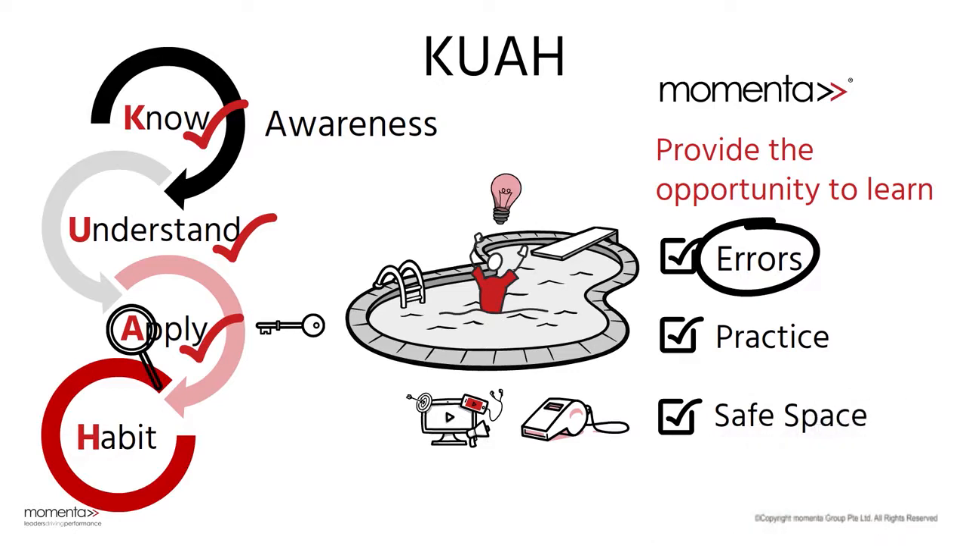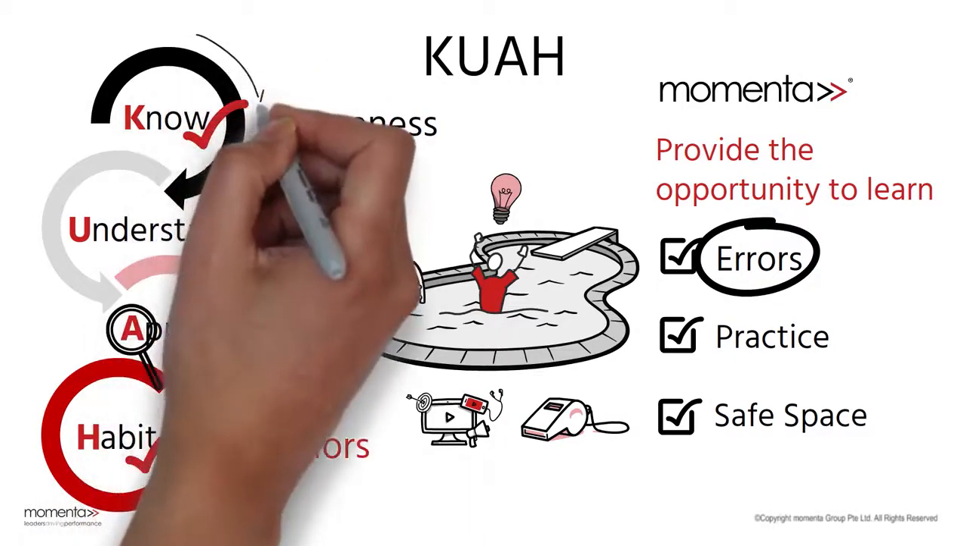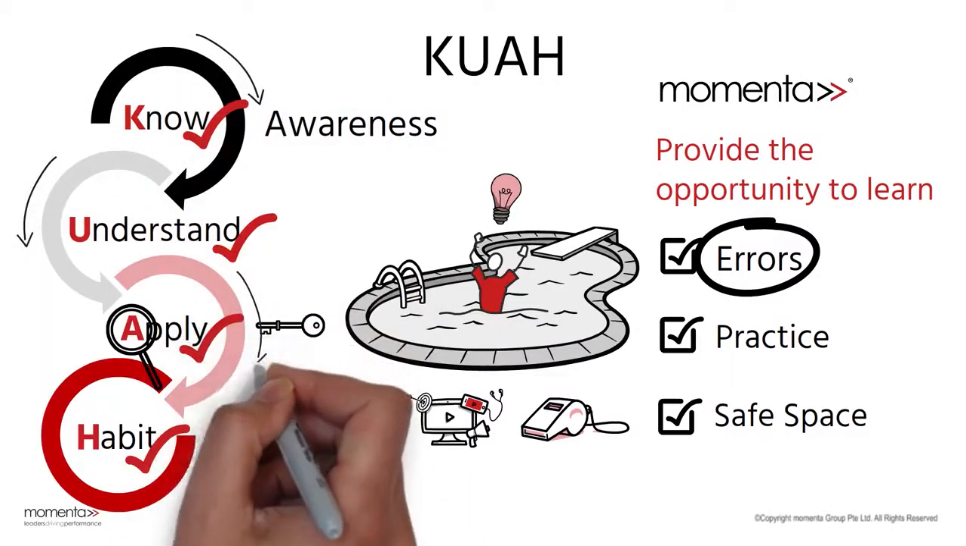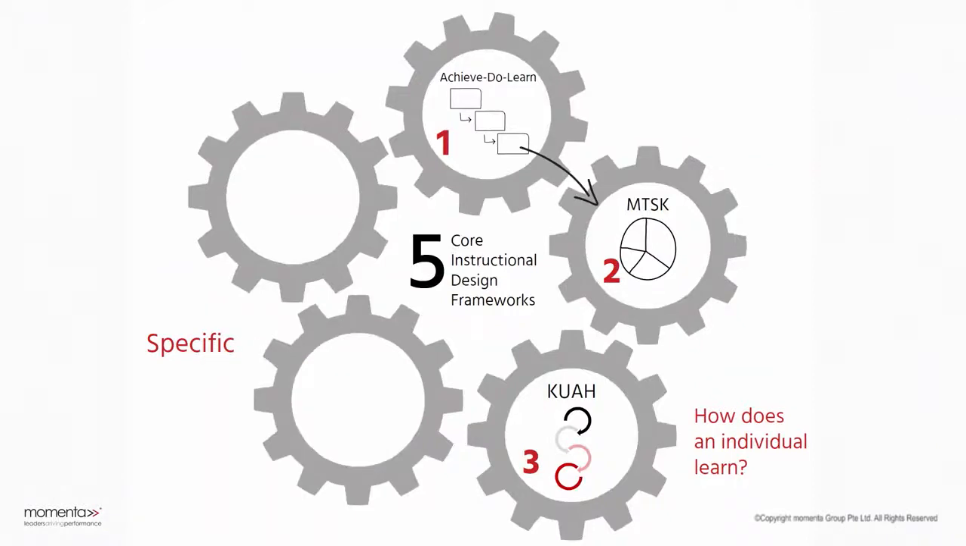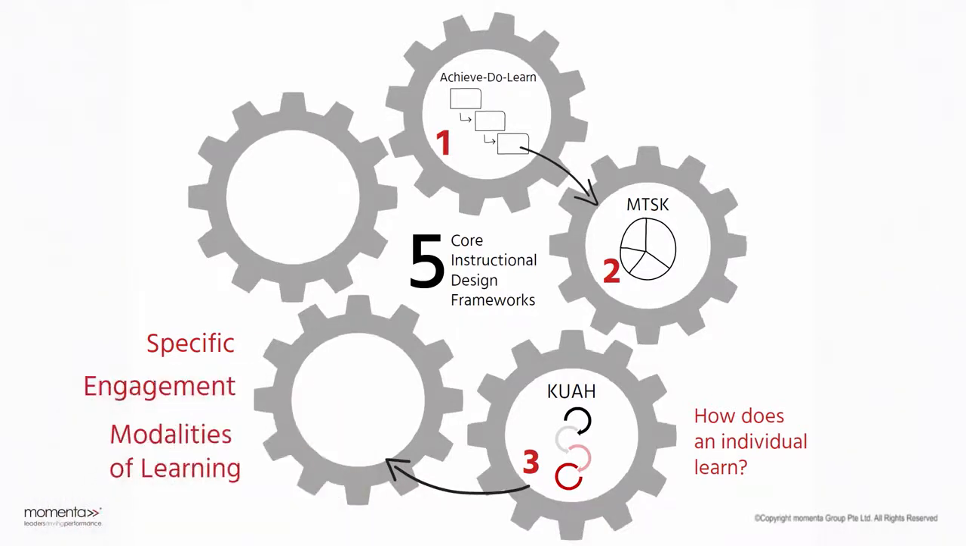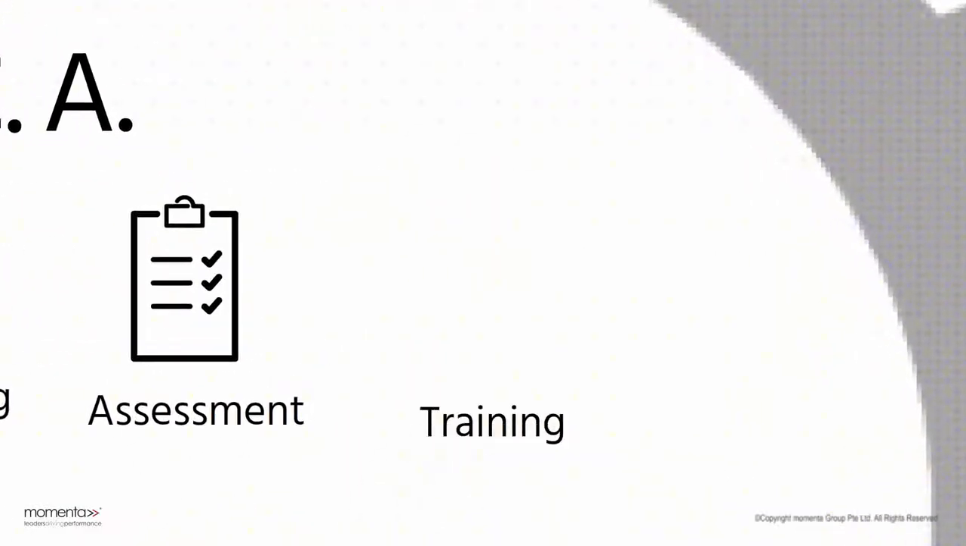And ultimately, it's about developing those skills into long-term habits and newly learned behaviors. So, know, understand, apply, and habit. That's the learning journey framework that we adhere to. And we have a very specific way to go about bringing the learning outcome that's desired, typically in a learning journey. Engagement is actually around the different modalities of learning. Is coaching the best way? Is doing assessments online or on paper the best way? Are we just limited to training?